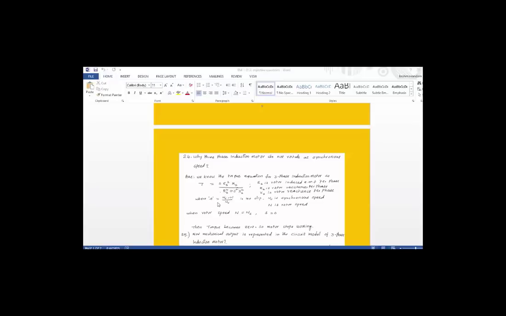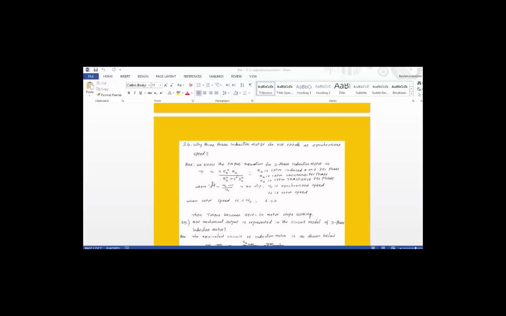And we know slip S is equal to Ns minus N divided by Ns, where Ns is synchronous speed, N is rotor speed. When rotor speed N becomes synchronous speed, then the slip will become 0. Then when we substitute S equal to 0 in the torque equation, the torque also becomes 0. So when the torque becomes 0, the motor stops working or stops rotating.